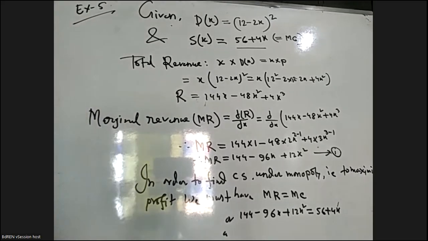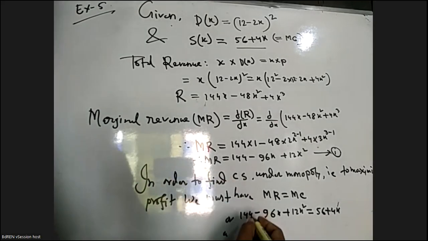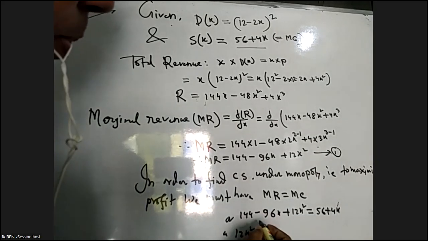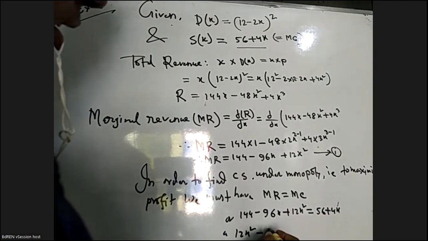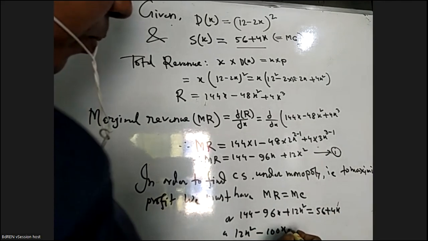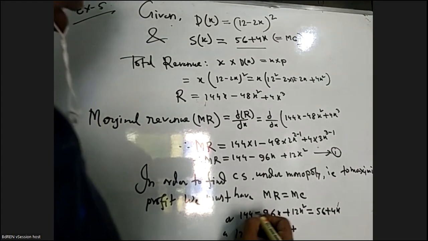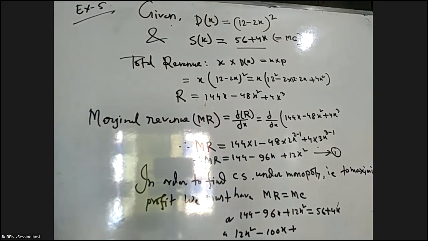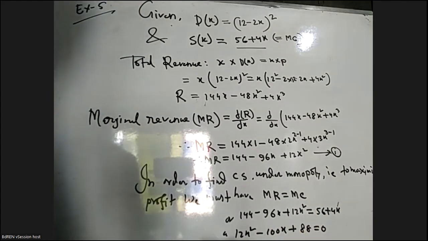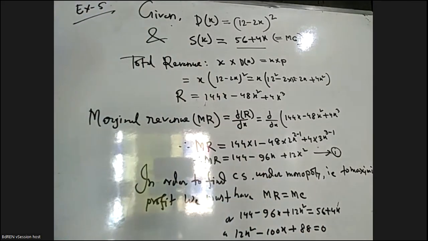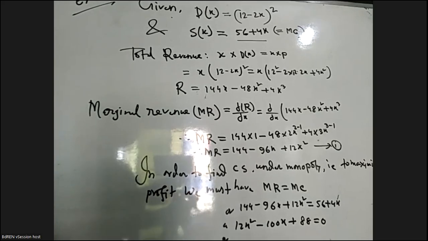Or we can write this equals to, so 12x square minus 96x minus 4x. What will be? Minus 100x, plus 144 minus 56. What will be? Plus 88. Okay, 88 equals to 0. Now just simplifying.